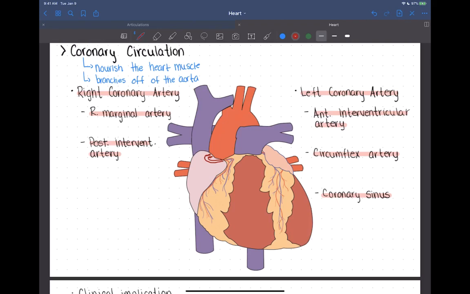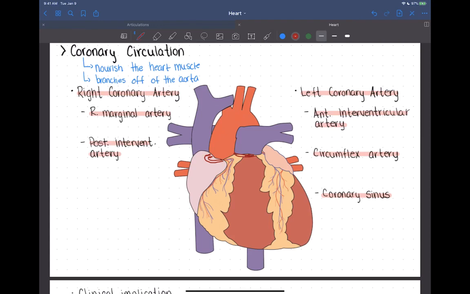Okay, so we have a right coronary artery branching off the right side of the heart, and then we have a left coronary artery, branching off the left side of the heart, like this. Okay, not the left side of the heart, the left side of the aorta, sorry. So that's our right coronary artery and our left coronary artery.